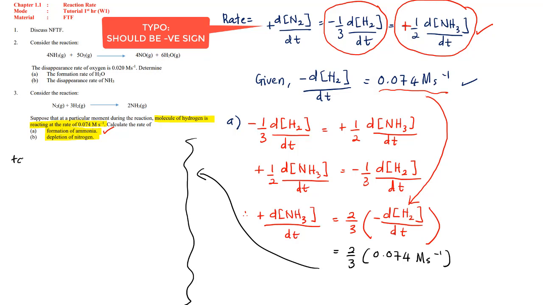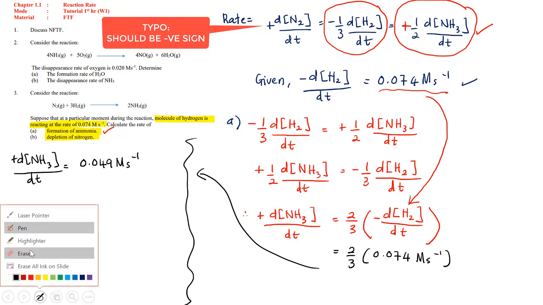Alright, so the rate of formation of ammonia is lebih kurang 0.049 molar per second.